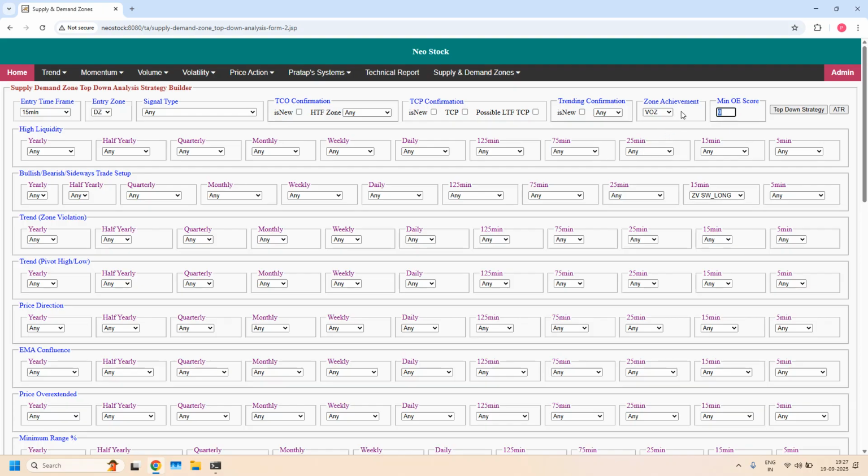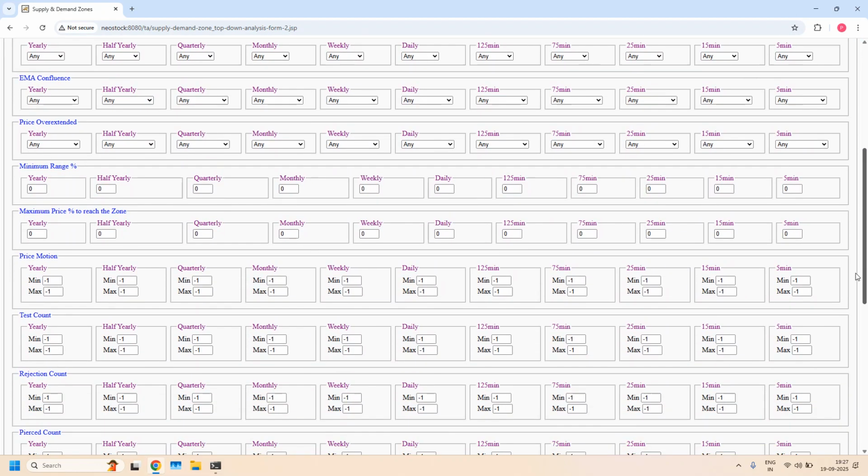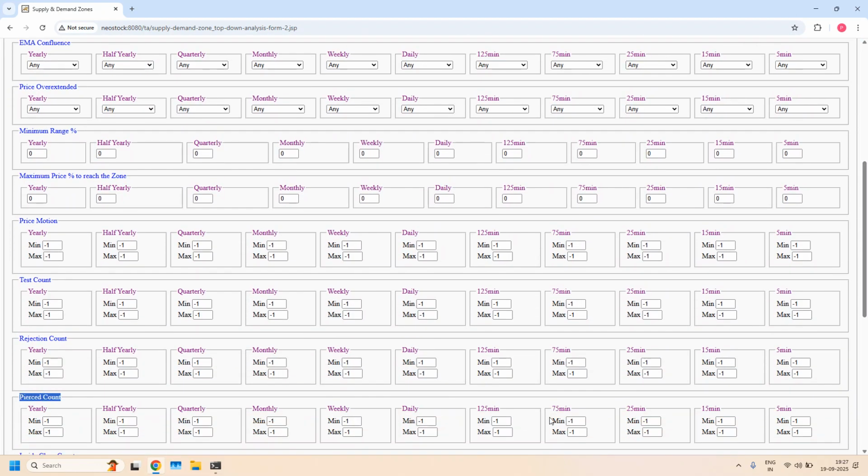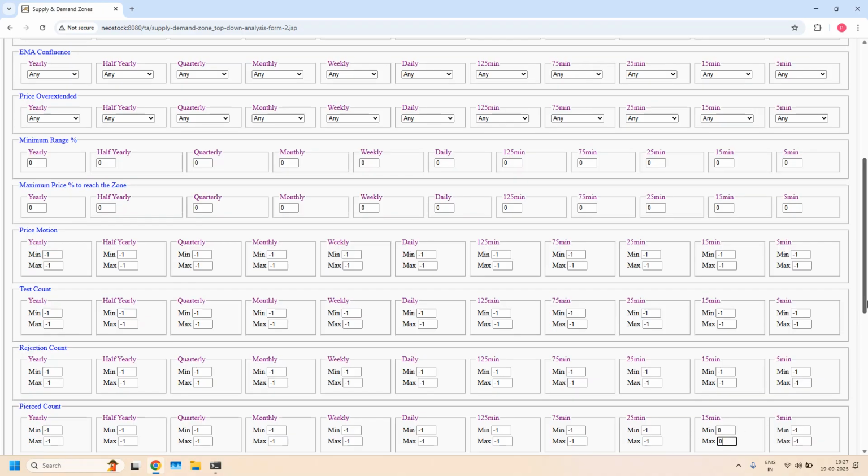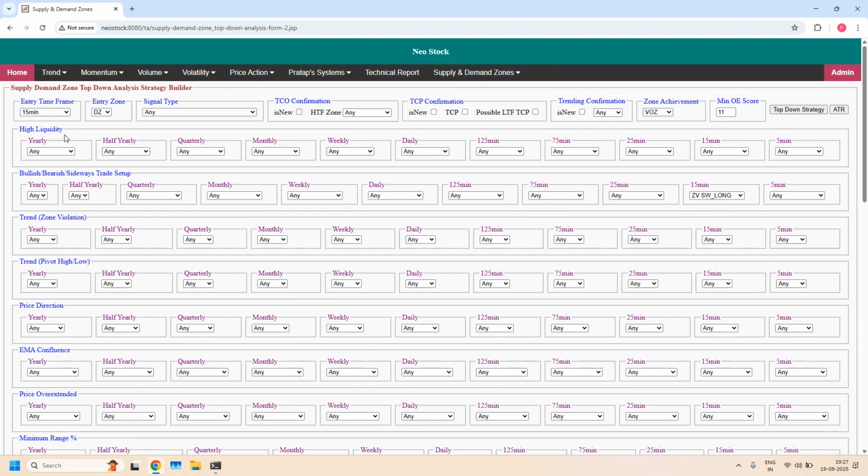Minimum odd enhancer score is 11. And the 15 minutes demand zone should not be pierced. So in the pierced count at 15 minutes time frame, minimum value I am setting 0, maximum value I am setting 0. That means pierced count is 0, and pierced count 0 means the zone is not pierced. Which zone? Whatever you select here. Now I selected 15 minutes demand zone. It won't be pierced. So let's filter.